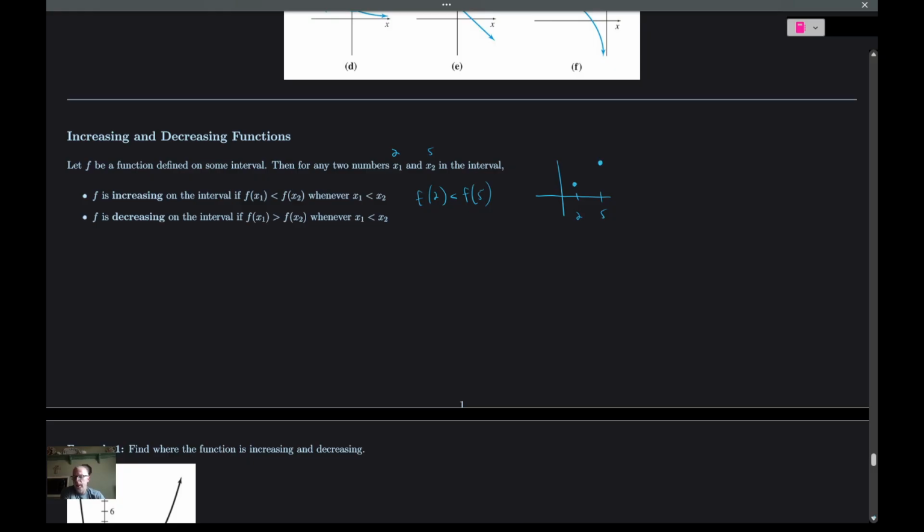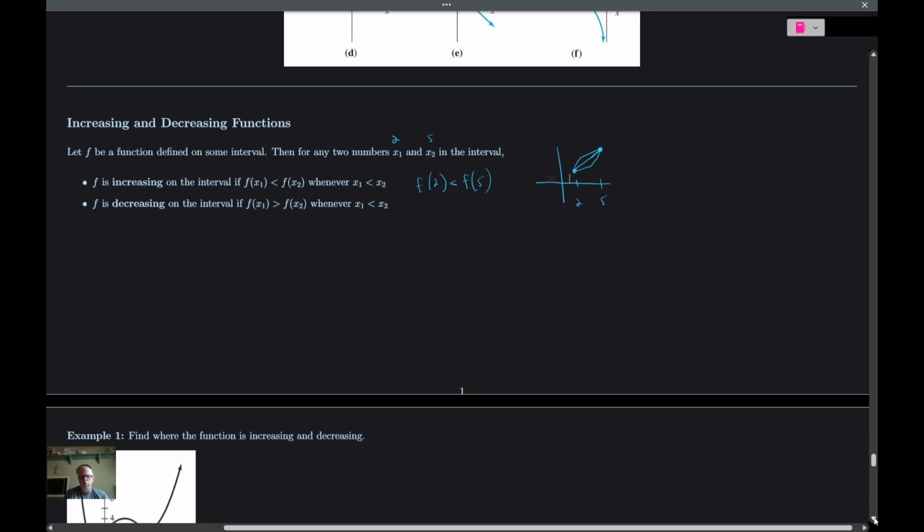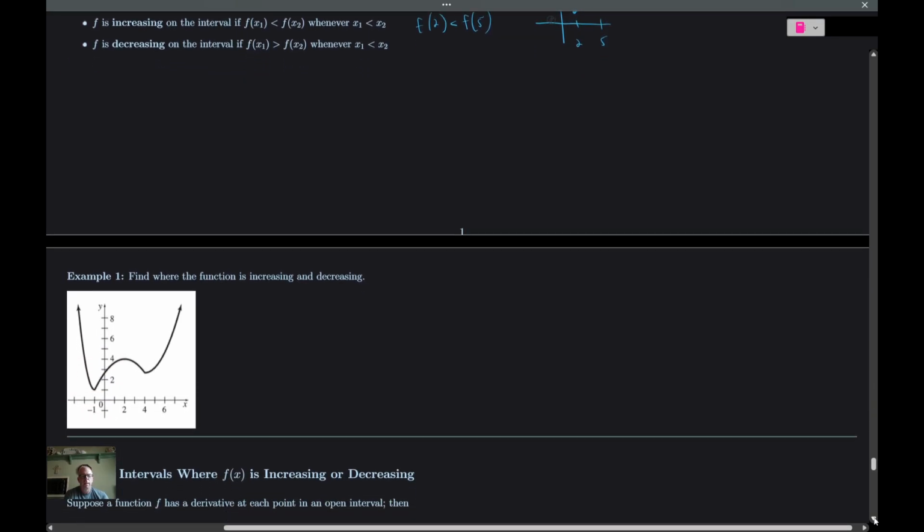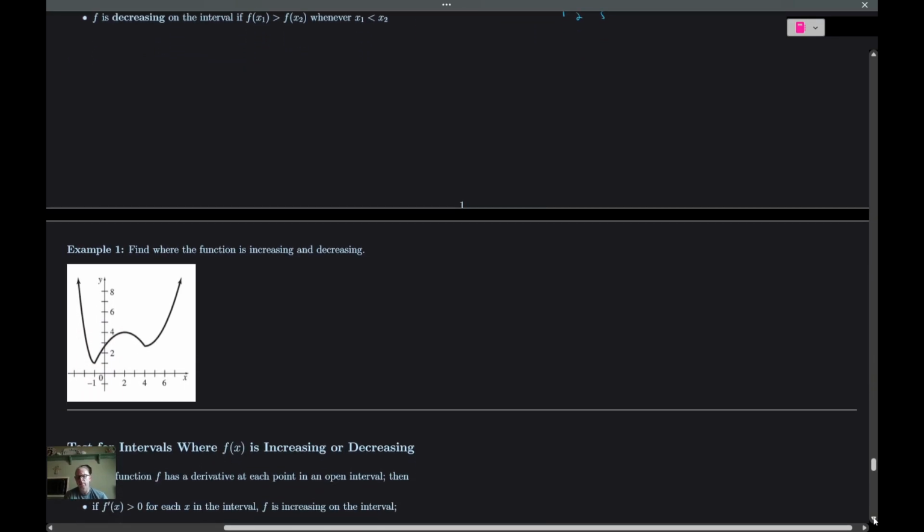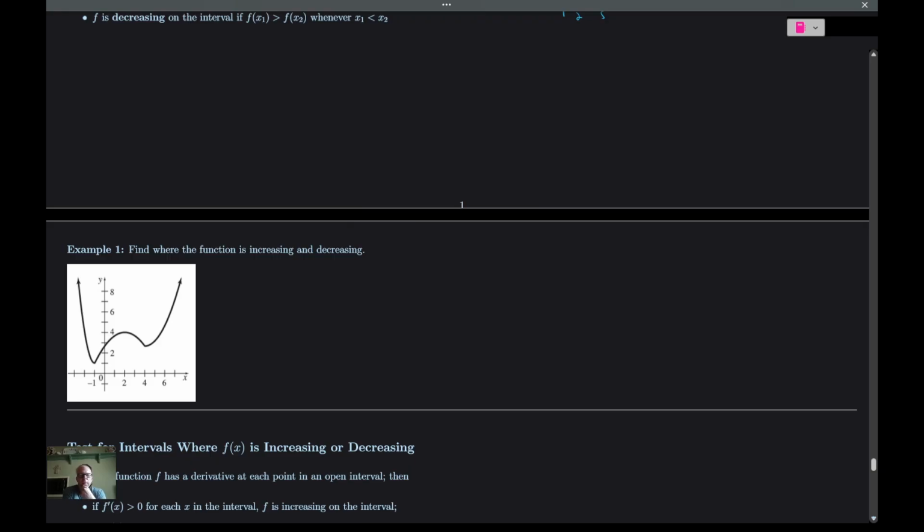So f of 5 is greater than f of 2, and you can connect this however you want. It doesn't really matter how you connect it. But for any two numbers in this interval, if f of x1 is less than f of x2, then we're increasing. And if f of x1 is greater than f of x2, we're decreasing. So that's a mathematical definition. It's perfectly fine to just think of it as when we look at the graph, is it going down from left to right, or is it going up from left to right? And here's a picture. We can just look at this function and see if it's increasing or decreasing.